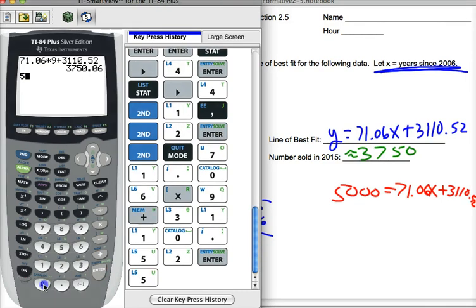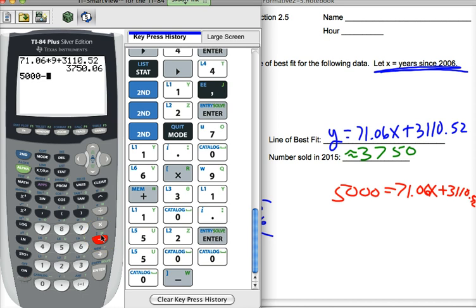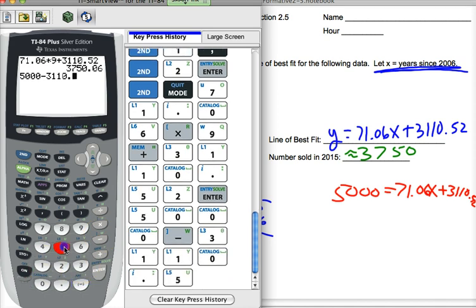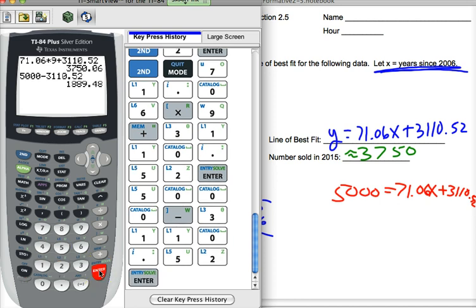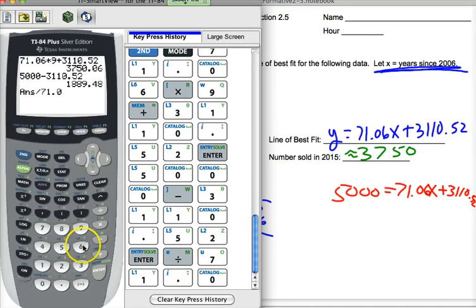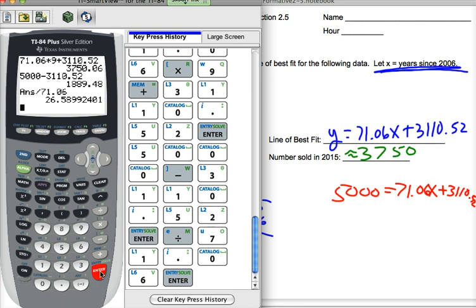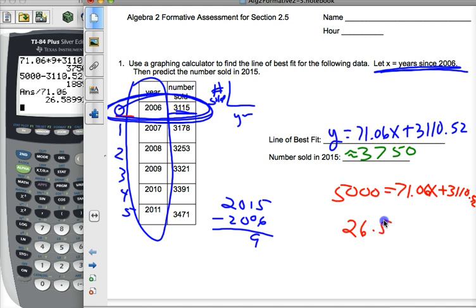So again, I'll take 5,000, then I'm going to subtract 3,110.52. See what that is? That would equal 71.06 times x. So then divide 71.06. I'm just solving a two-step equation, and I get 26.59. What does that mean? That means I will have sold 5,000 units 26.59 years later than 2006.